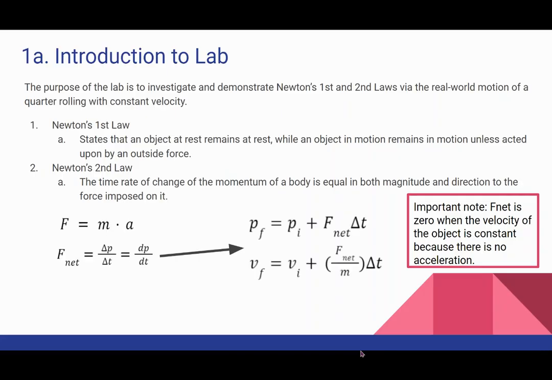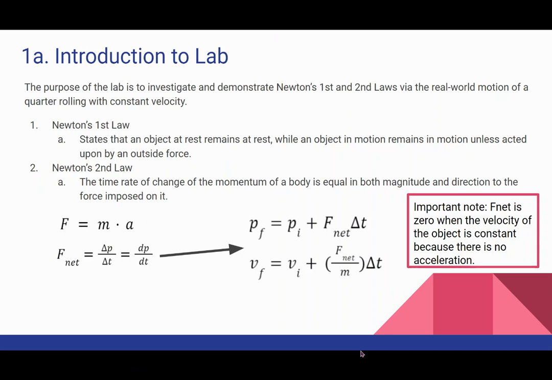To introduce the lab, I want to recall some important theory used in the motion of the tape roll. The first important law is Newton's first law, where an object at rest remains at rest while an object in motion remains in motion unless acted upon by an outside force. What this means in relation to the experiment is that after the initial force is enacted on the object, it should remain in its condition of constant velocity for the duration of the motion.